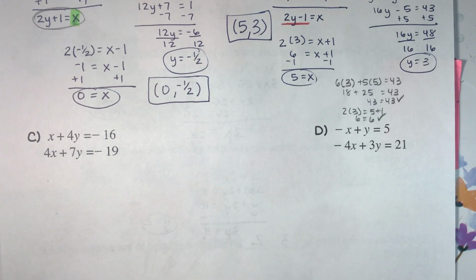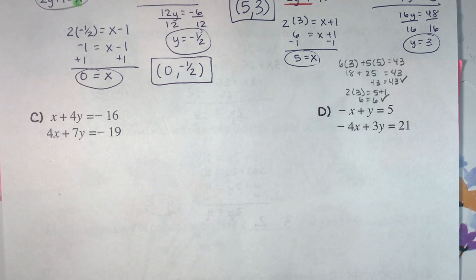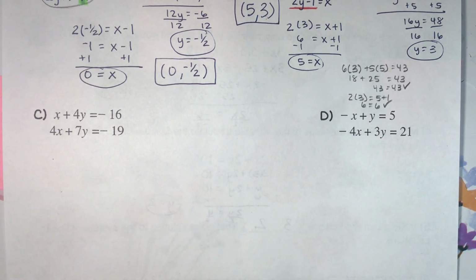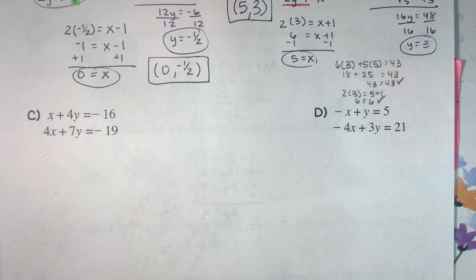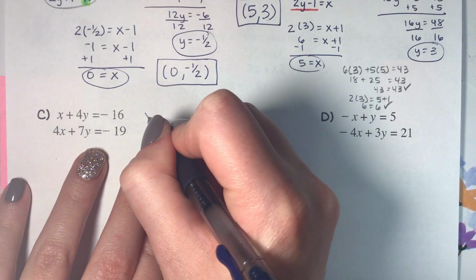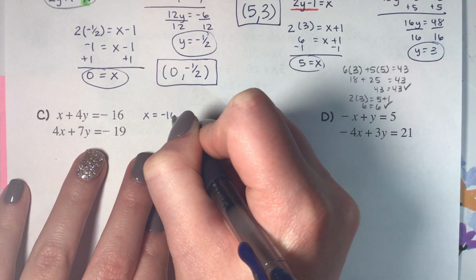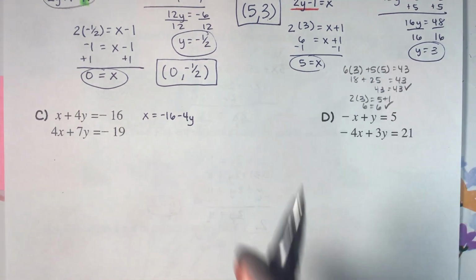Looking at example C, I have x plus 4y is equal to negative 16, and 4x plus 7y is equal to negative 19. Okay, we're using that same strategy. Which variable in whatever equation is going to be the easiest to solve for? Clearly, it's going to be this x. So I would subtract 4y from both sides, and that's going to get me x is equal to negative 16 minus 4y.